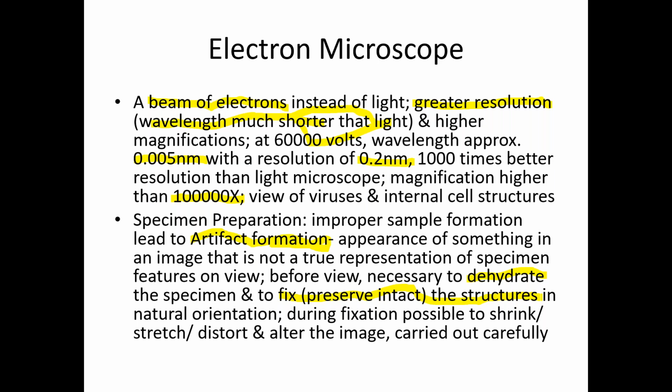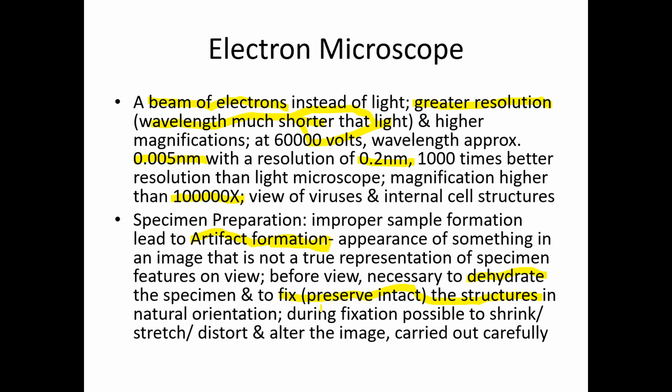For example, first of all, dehydration of the specimen, that is removal of water from the specimen. Then fixation, that is to preserve the structures intact. We have to make sure the microbial structures are maintained intact in position in the specimen. For that we are going for fixation, that is by natural orientation.